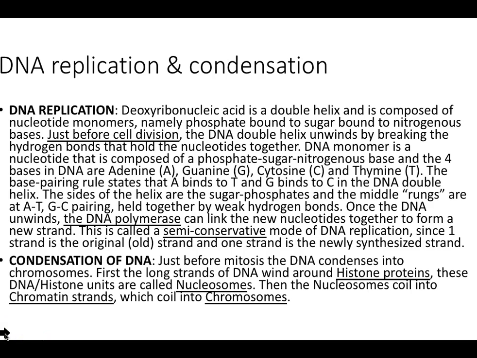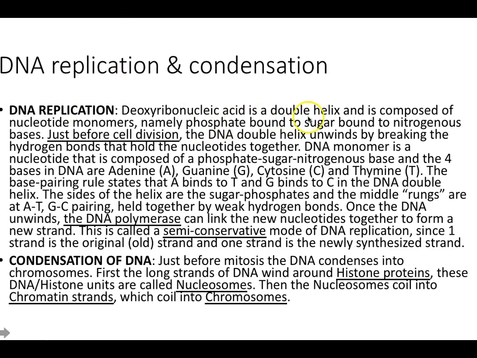All right, DNA replication and DNA condensation. So actually, let me do replication first because it comes first. Before you divide a cell, you have to make a copy of the chromosome so that one cell is going to get a complete set of DNA instructions and the other cell is going to get a complete set of DNA instructions. The process of making a copy is called DNA replication.